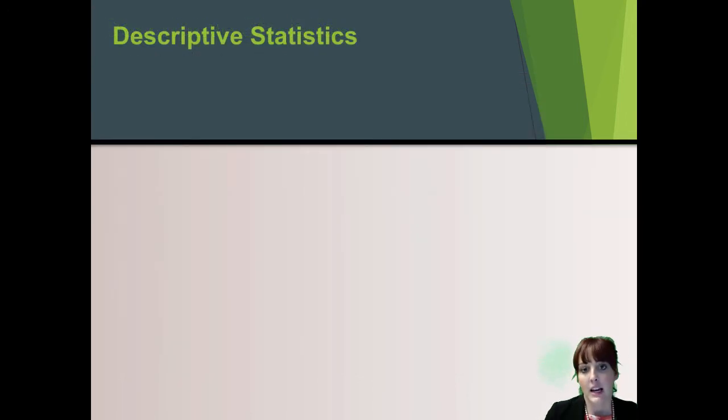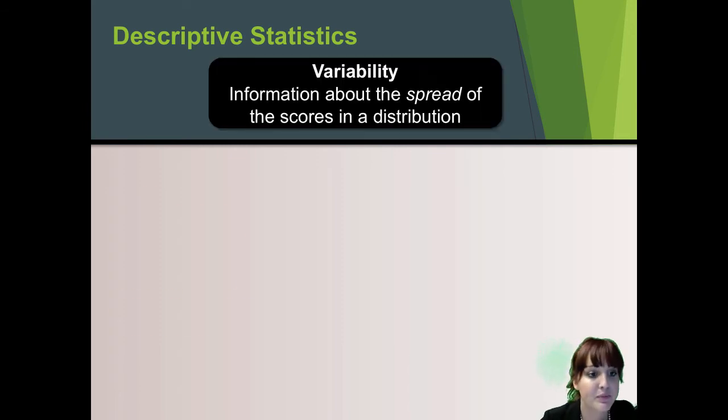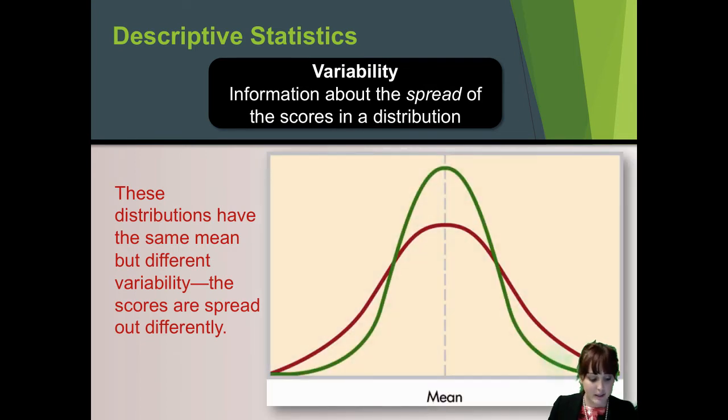So, in addition to looking at the measures of central tendency, we also want to look at variability. Both central tendency and variability are the two major kinds of descriptive statistics. Variability is basically just how much spread there is in a distribution of scores. So all of these scores, and how spread out are these scores.